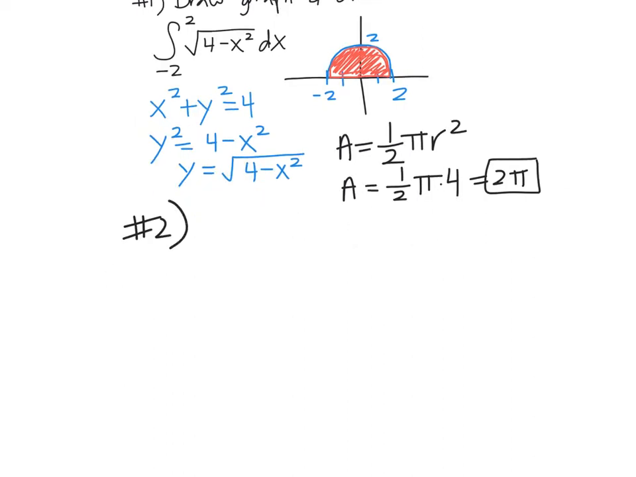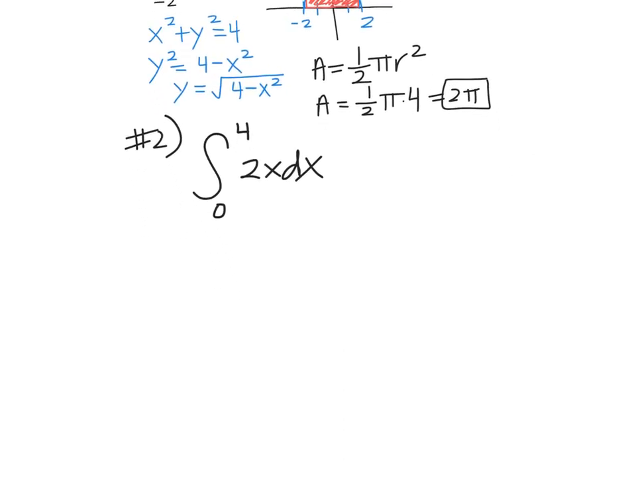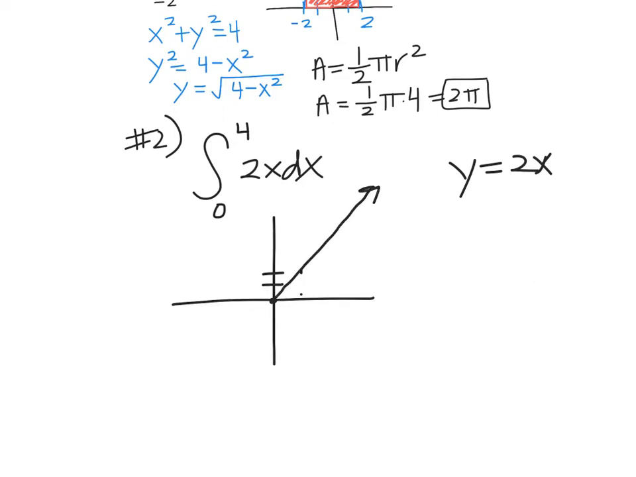Number 2. Now we're going to integrate from 0 to 4 of 2x dx. In order to integrate this right now, we're going to evaluate the area of it. So go ahead and draw this, 2x. We should be pretty comfortable with drawing y equals 2x. It's just a straight line. y equals 2x has, what's the intercept? 0. And what's the slope? Good. Rise 2, run 1. So here's the line y equals 2x.